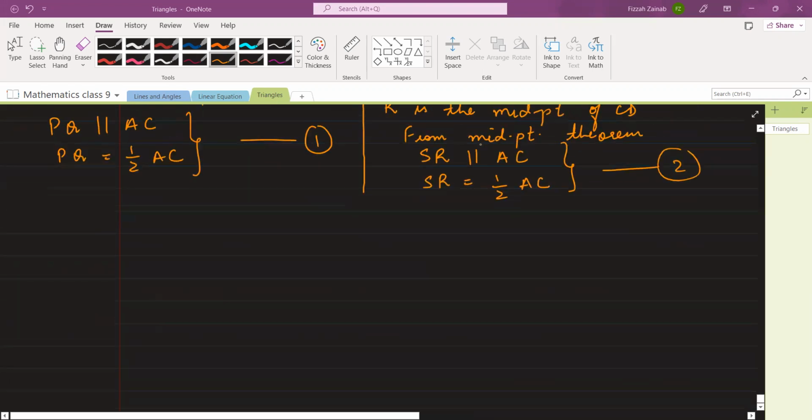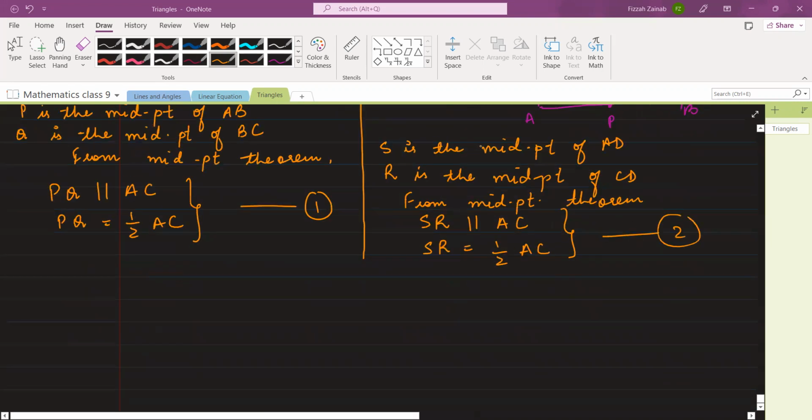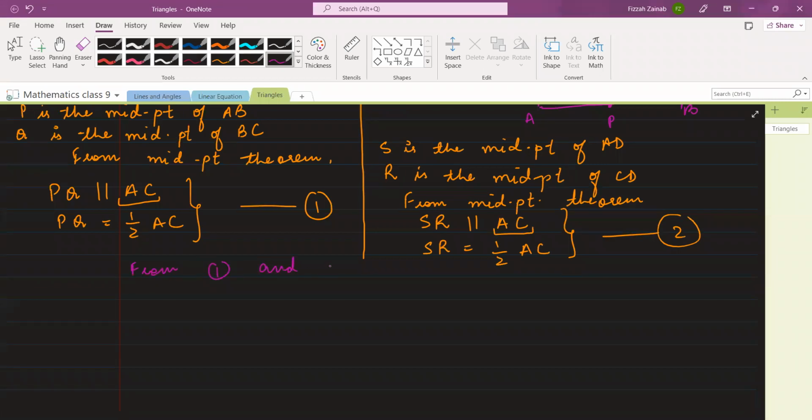Right. So you have got result number 1 and 2, right? Now, if you look at it carefully, so see, PQ is also parallel to AC, right? And SR is also parallel to AC. Can you see that? So if we combine the two results, from 1 and 2, now both the lines are parallel to the same line. So we can say that PQ is parallel to SR, right?